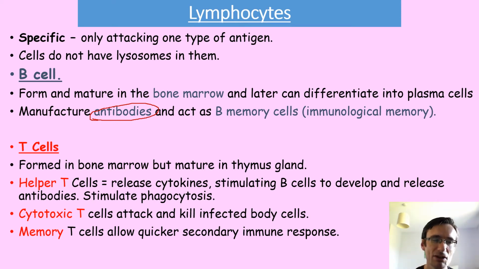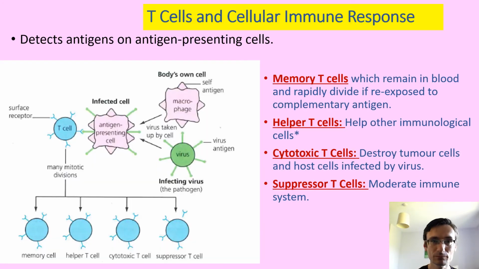You then have T lymphocytes, or T cells, which are formed in the bone marrow but mature in the thymus gland. There are a couple of different versions which we'll look at as we move forward. Let's start with the T cells, because they are the ones more likely to detect the antigens on the antigen-presenting phagocyte or antigen-presenting cell. In this example, it's shown on your body's own cell, but again that could be a phagocyte, otherwise known as a macrophage. The T cell detects it using its surface receptors, which have a shape complementary to the antigen.